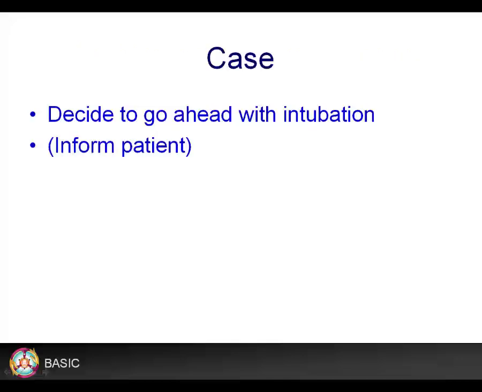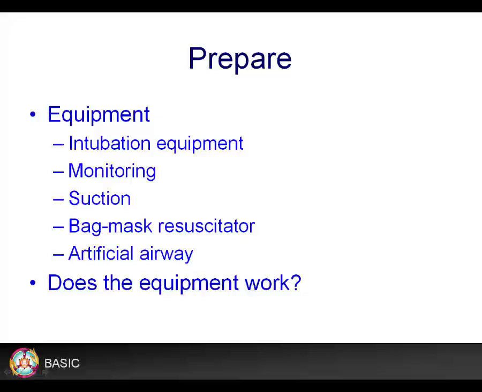Our case has no features suggestive of difficult intubation, and we decide to go ahead with direct laryngoscopy. Had the patient been conscious, it would, of course, have been important to obtain verbal consent. We start by assembling the appropriate equipment and making sure it works. The equipment should include intubation equipment, monitoring, suction, bag valve resuscitator, and artificial airway.